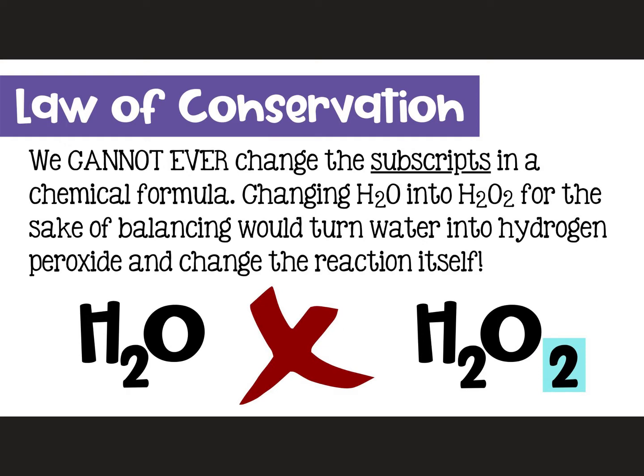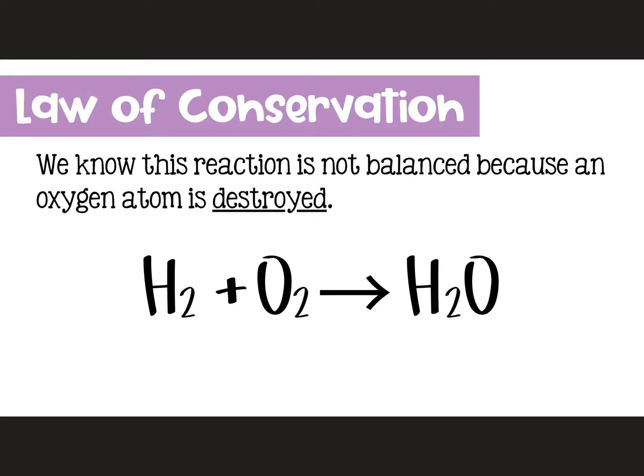different reaction. In the reaction below, the reactants, hydrogen and oxygen, combine to form water. We know that this reaction is not balanced because on the left we have 2 oxygens, but on the right we only have 1. So in this reaction, an oxygen atom would be destroyed. Let's use this as practice to balance equations.